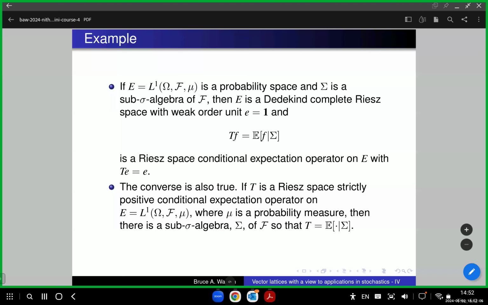Okay, I can tell you some of what's happening where you're going. If you replace the sigma algebras by the components of our weak order unit, these do not necessarily all form a sigma algebra, but they actually have more properties than that. They're Dedekind incomplete. And once you know the components of your weak order unit, you in fact know a lot about what your allowable conditional expectation operators are.